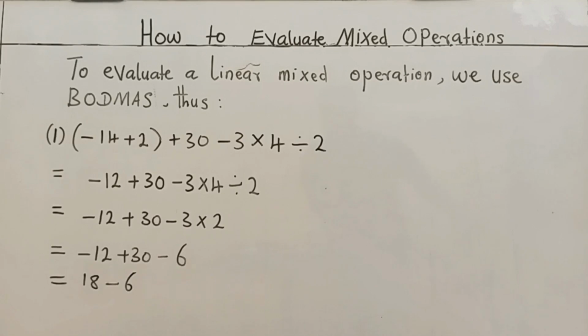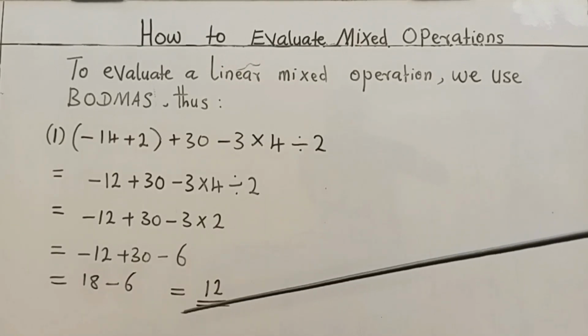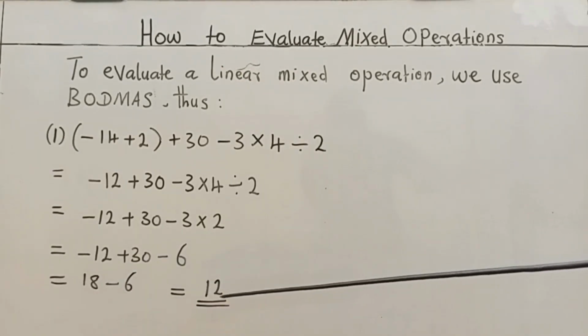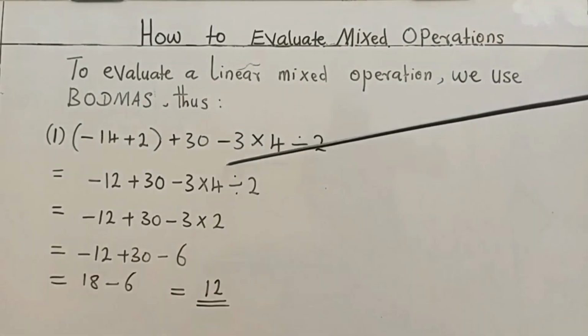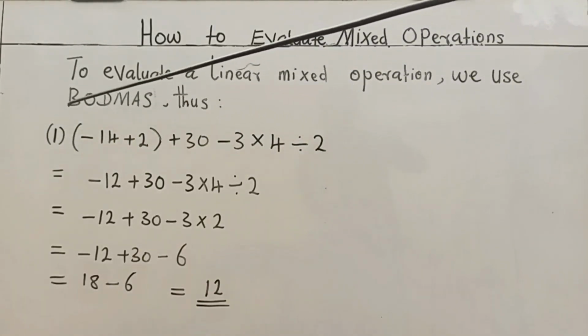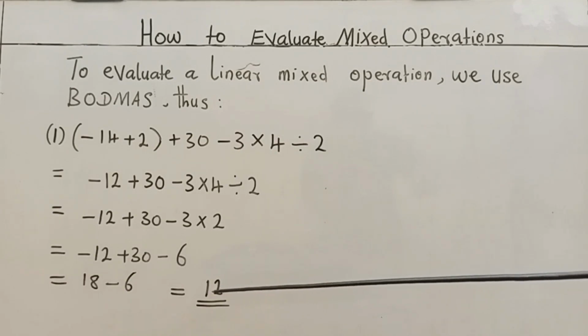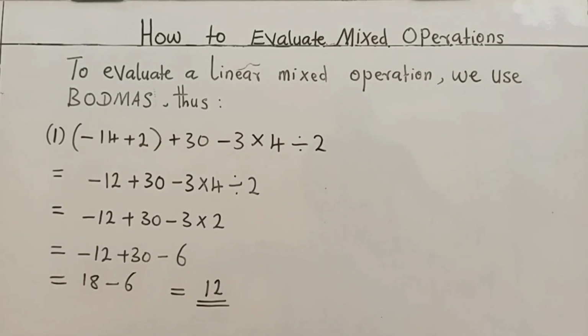You can even tell what the answer will be. What is it? Let's see. Yes, there comes the answer. 18 minus 6 is equal to 12. What it means is that the entire operation here, the linear operation, gives us 12 as the answer.